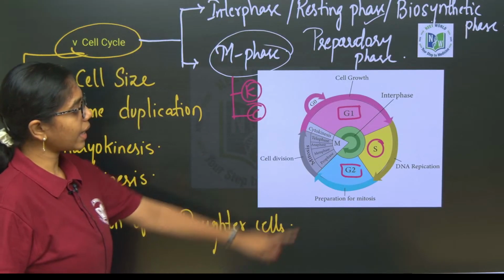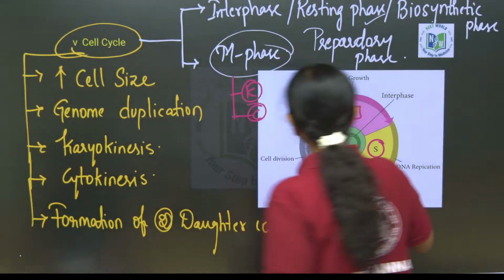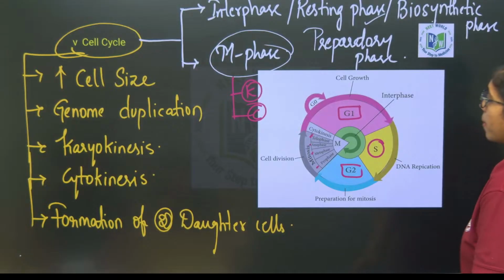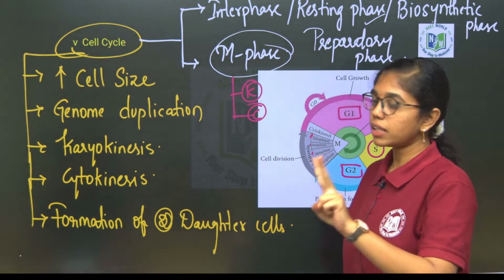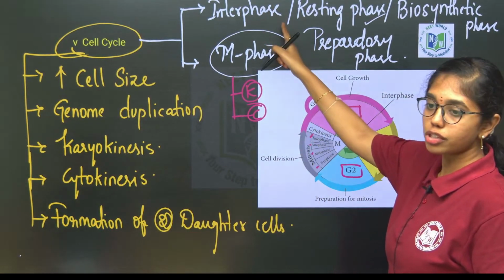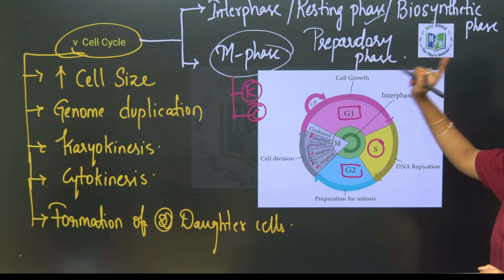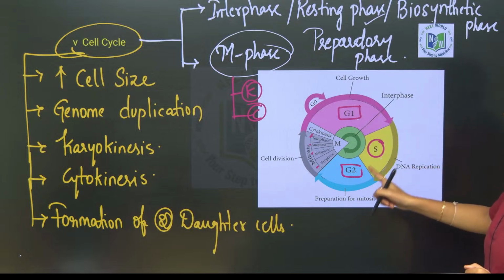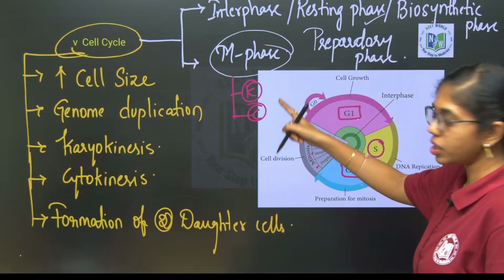Fine. Under karyokinesis, you have four substages again. What are they, beta? Prophase, metaphase, anaphase and telophase. Fine. Now, the framework of the cell cycle is clear to you. What are the two major phases? Interphase and M phase. Interphase is also called as resting phase, biosynthetic phase, preparatory phase. What are the three substages, beta? G1, S and G2, and M phase is having karyokinesis and cytokinesis.